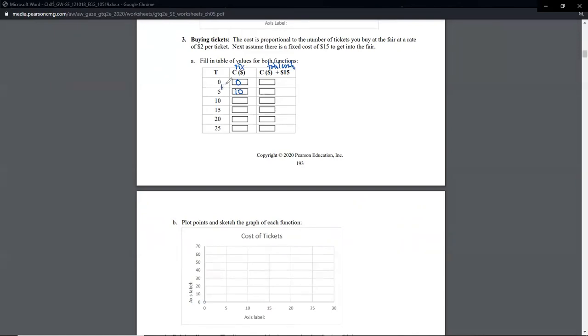So every time we go up 5 in the tickets, the cost is going up 10. So this went up 5, which means the next one will be 20. You don't even have to think about it any past that. This goes up 5, so this will be 30. That's 10 more. Then that goes up 5, so this will be 10 more, 40. This goes up 5, so this will be 10 more, 50.